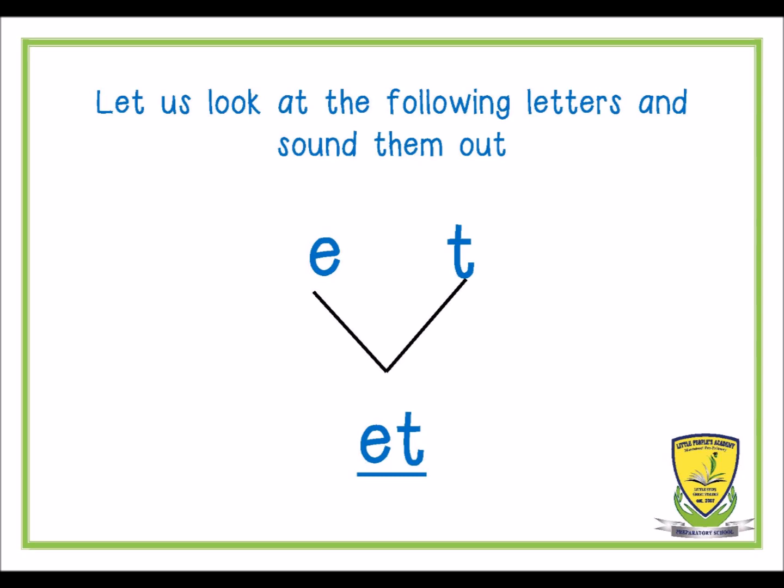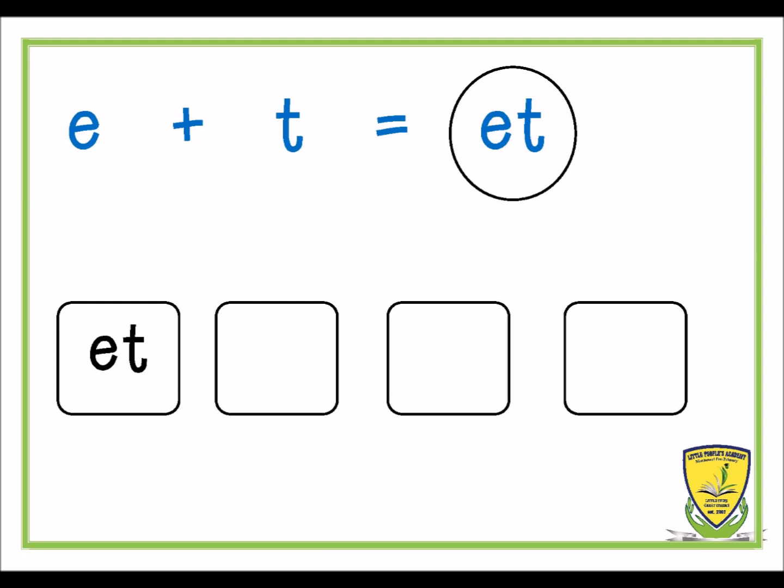E, t, et. When we sound them out together, they create the sound et. Did you hear that? E, t, et. Can you say that with me? E, t, et. Let us recap the sound we have made.